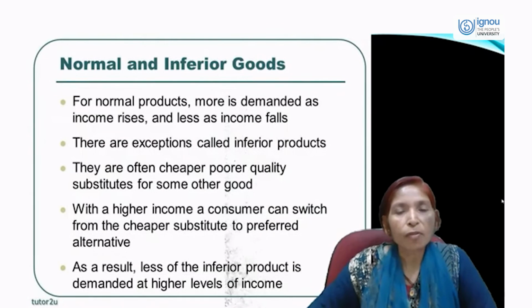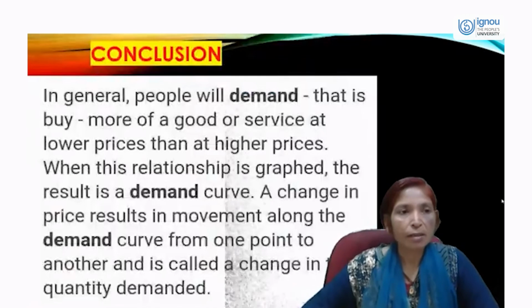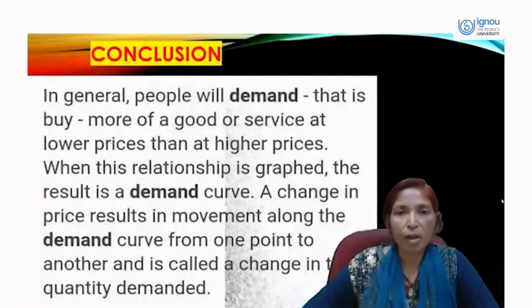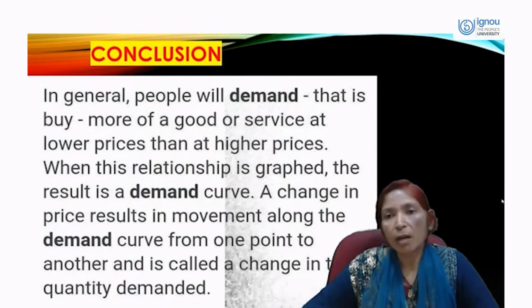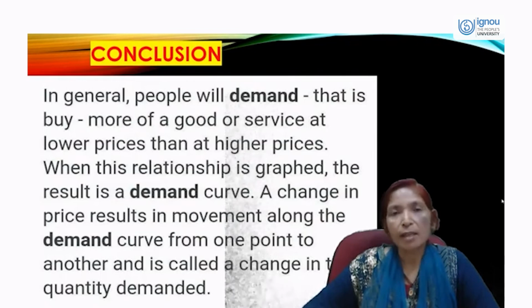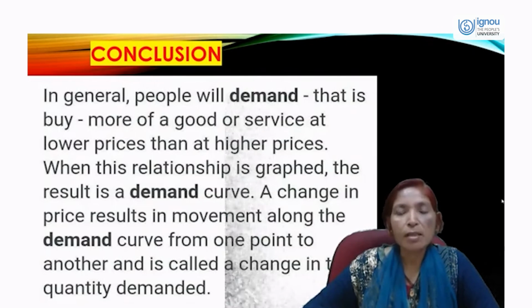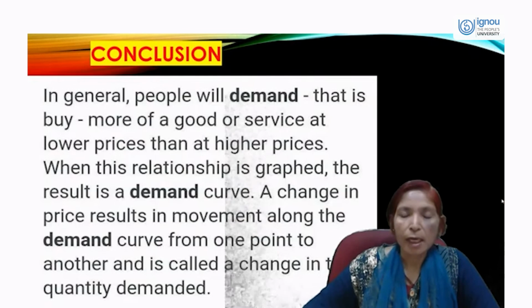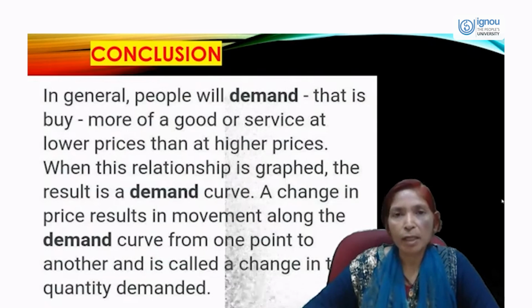Now we can conclude from today's session discussion that we have discussed the theory of demand. In this, we have discussed the meaning of demand. In general, people will demand, that is buy, more of a good or service at lower prices than at a higher price. When this relationship is graphed, that is called the demand curve. And if we show this inverse relationship with the help of a table, that is called the demand schedule.